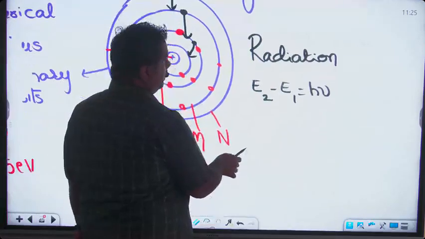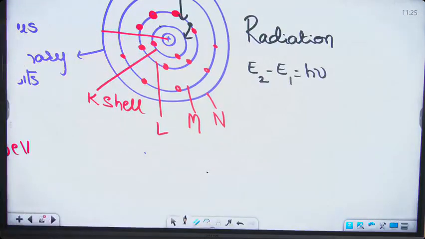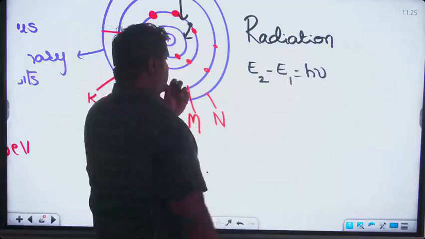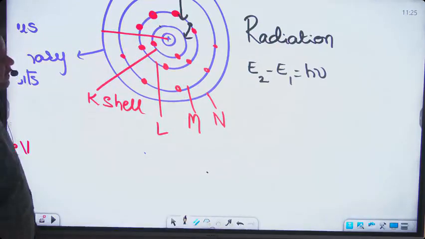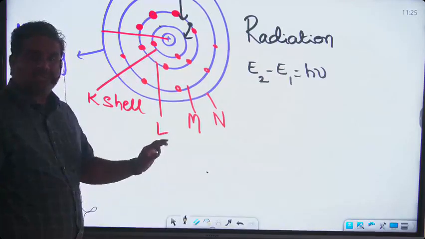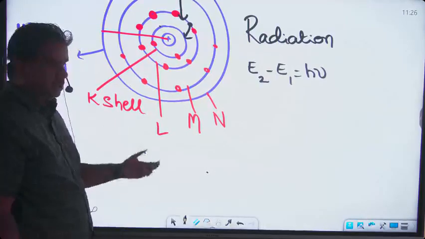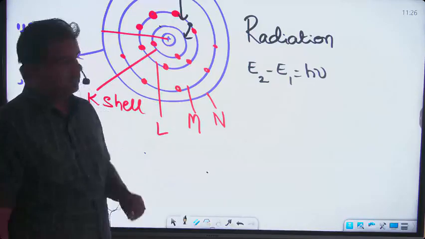So the moment you're talking about these electrons, whenever they are moving from higher level to lower energy level, energy is released in the form of radiation given by E2 minus E1 equal to h nu. Then the question is, what is the maximum number of electrons in any orbit? First orbit, second orbit, third orbit, what is the maximum number of electrons?